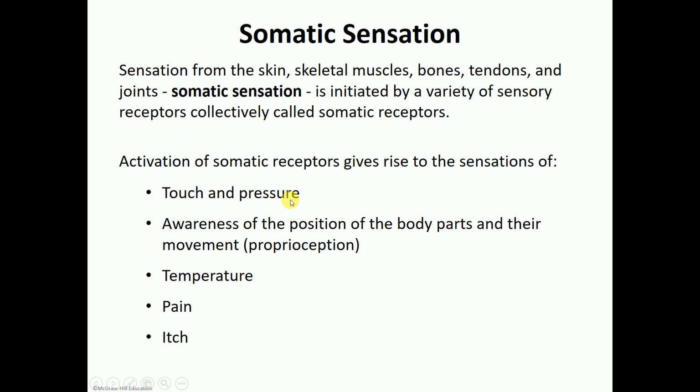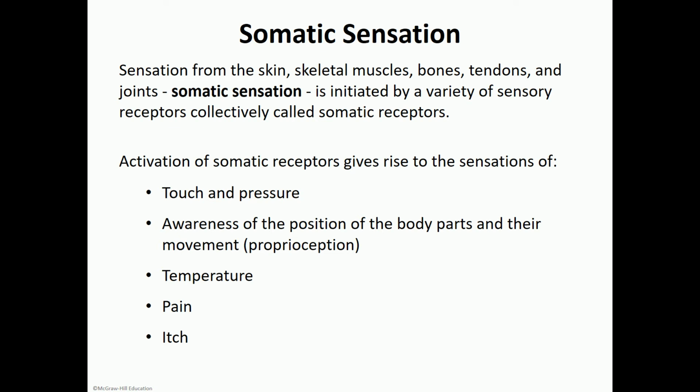Touch and pressure is another example. Temperature, pain and itch, and they tend to kind of go together. The same receptor picks up both pain and itch. It was thought in the past that they have the exact same neural pathway because they share a receptor. We are finding that that is no longer true. Although they still share a receptor, we think now that they might have different pathways. So that's just a mention, kind of like in your textbook.